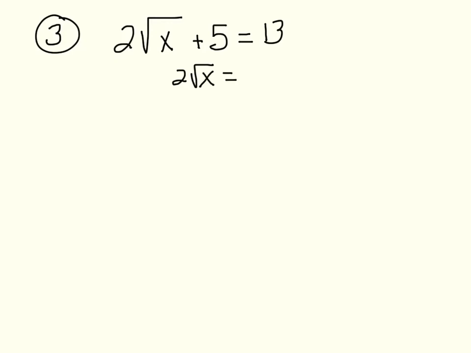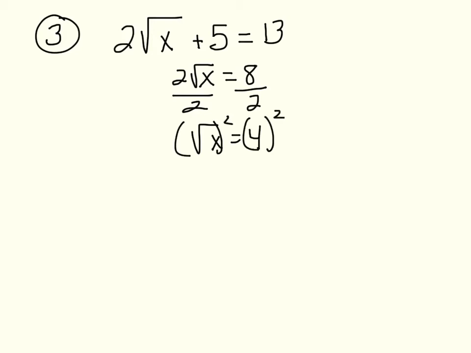Example number 3. Let's do 2 times the square root of x plus 5 equals 13. Step 1, we're going to subtract 5 on both sides. So that gives me 2 times the square root of x equals 8. Divide by 2, you get the square root of x equals 4. Now square both sides, you get x equals 16. So our answer is 16.